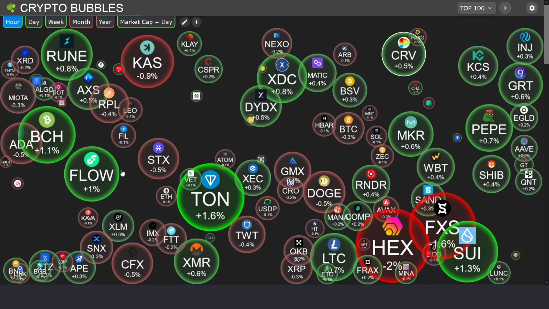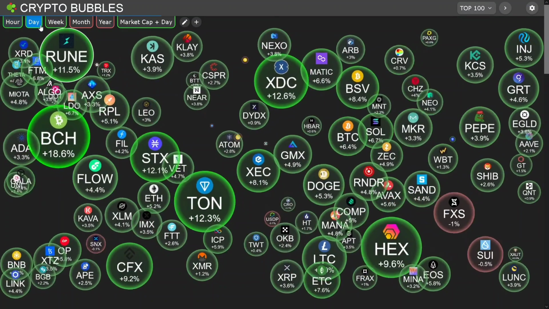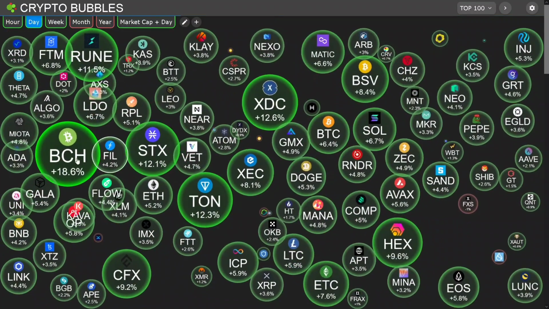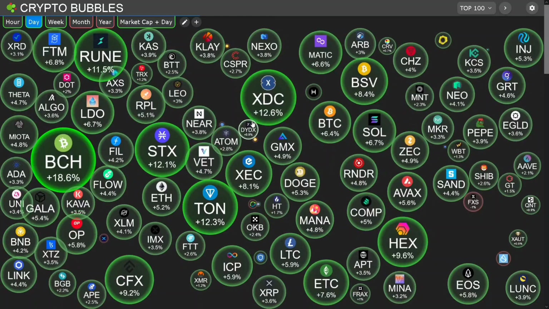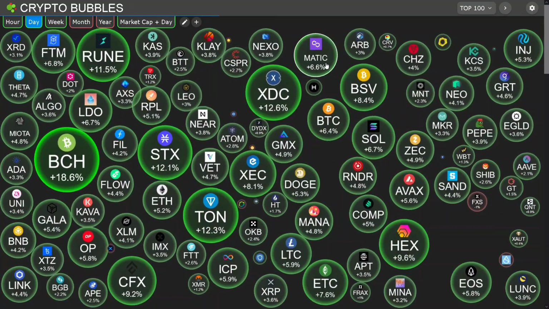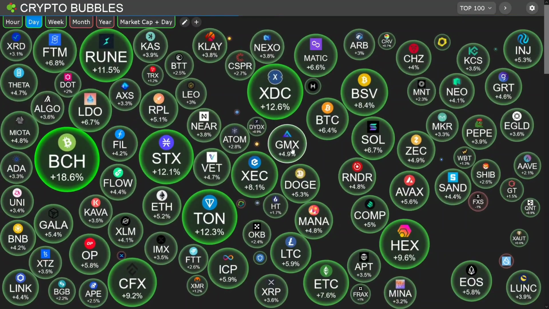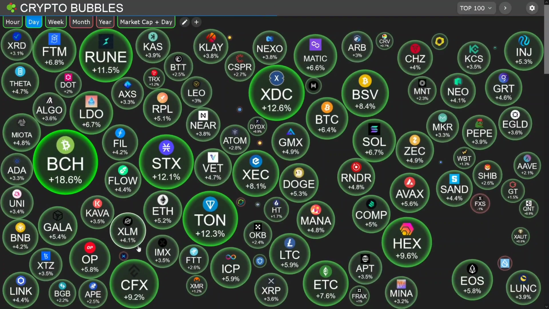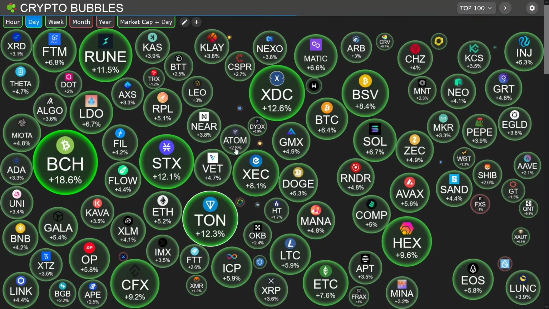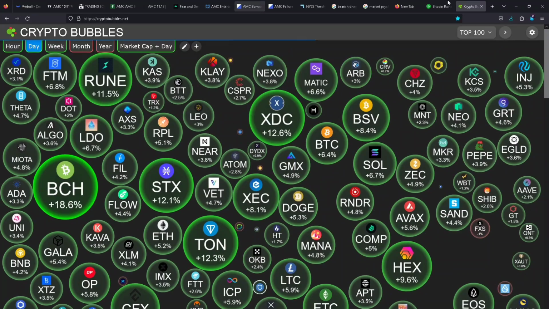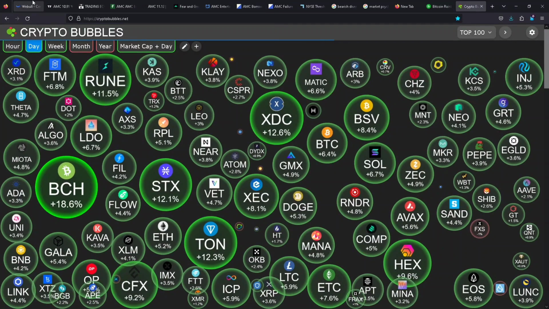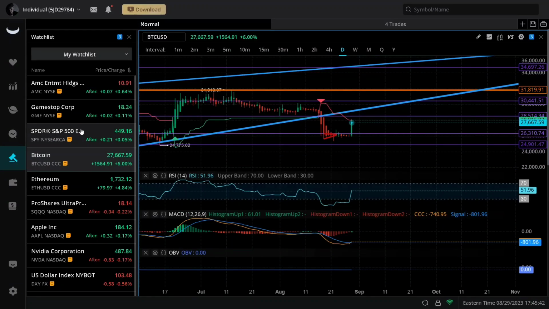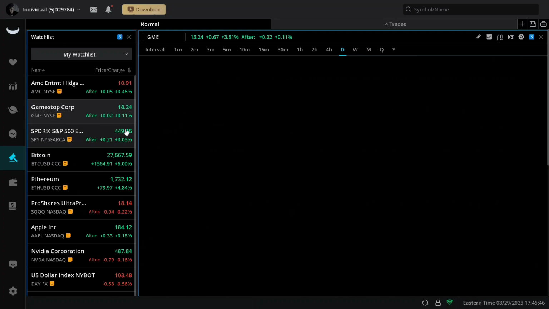You can also see that some altcoins are up as well. For the day, you can see that Rune's up 11%, BCH is up 18%, XDC is up 12%, Matic is up 6%, and of course, me personally, I'm stacking XLM and XRP, which XLM is up 4%. XRP is up 3.6%. Again, I'm stacking Bitcoin, Ethereum, XLM, and XRP, and I do think these are home run hitters.